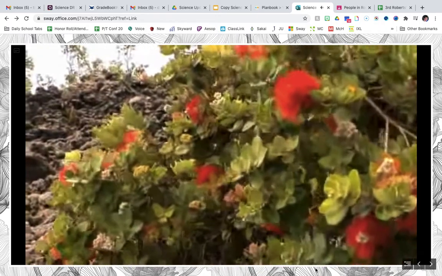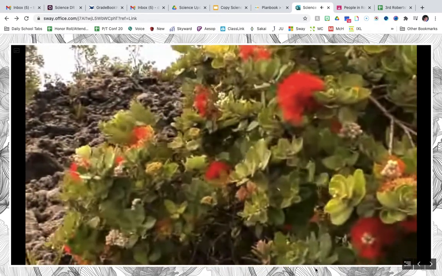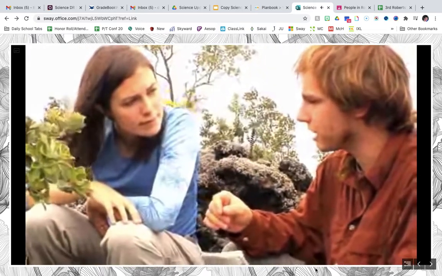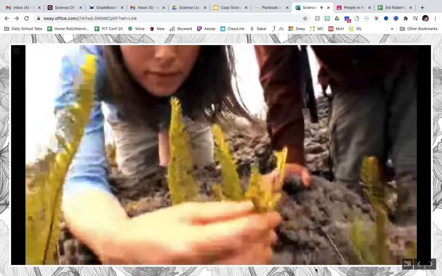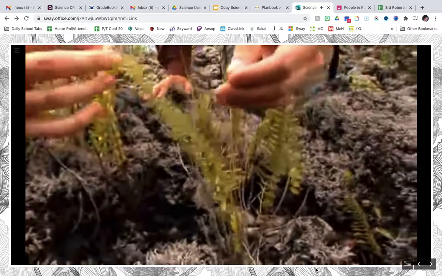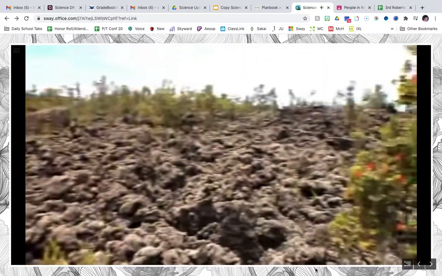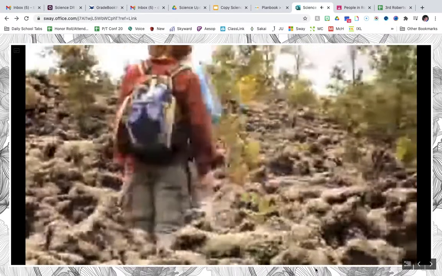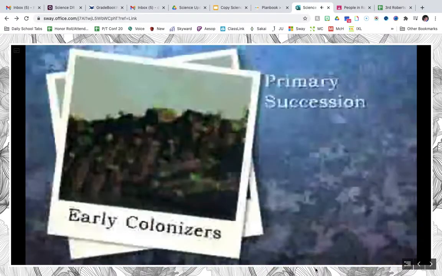That's right. And there's basically two types of early colonizers we might see on a flow like this. There's some that have a symbiotic relationship with fungi, and so they're able to fix atmospheric nitrogen directly and use it immediately. And then there are plants that are just able to tolerate really low levels of nitrogen, like ohia. Okay, off to the next stage.